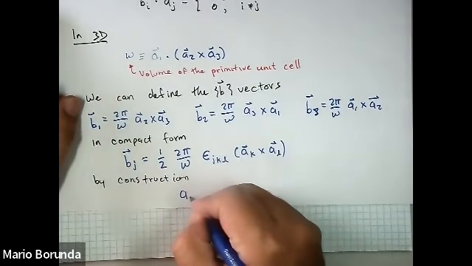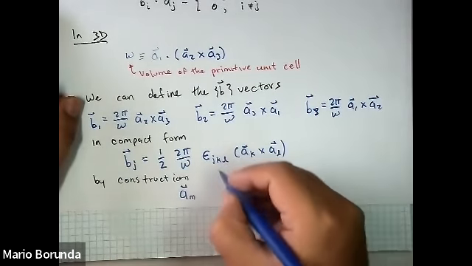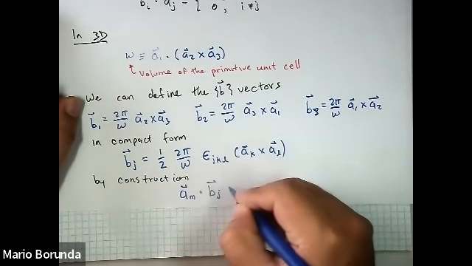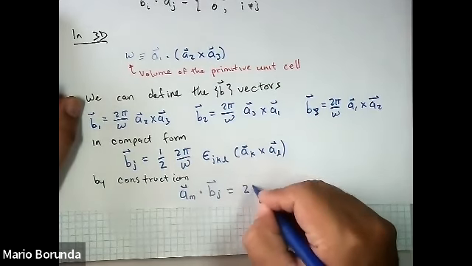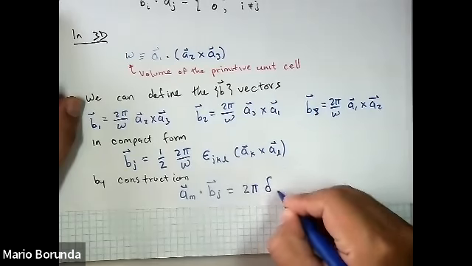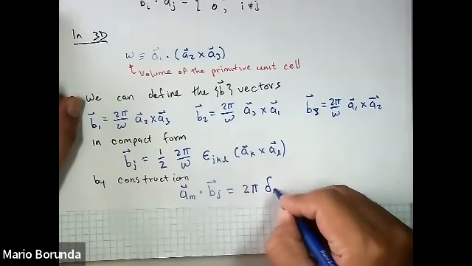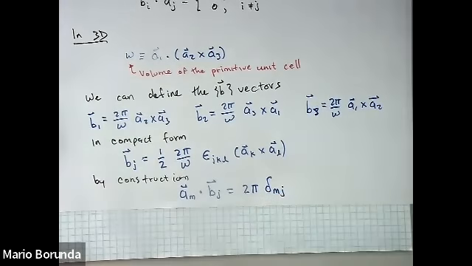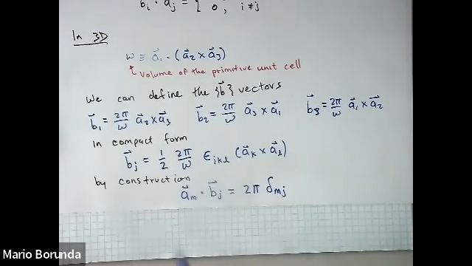Any vector A dotted with any vector J is going to be 2 pi times the Kronecker delta MJ. If M and J are the same, then you get 2 pi. If they're not, then you're not going to get 2 pi. So the set A gives you 3 vectors in 3 dimensions.